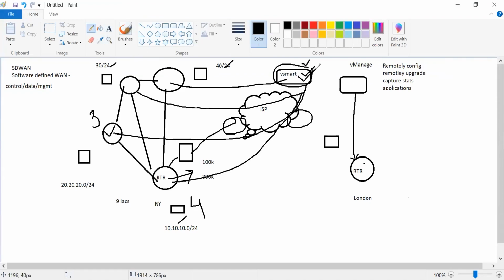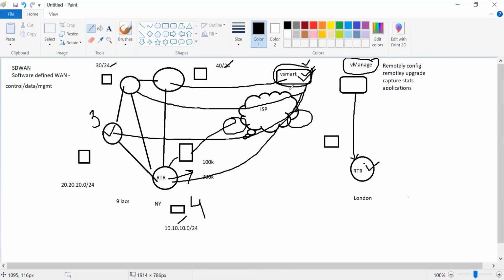For example, if the control plane is down, we still have some sort of connectivity to the end device. In case vSmart is down, our network would still be working. And if vManage is down, meaning the management plane is down, and vSmart is still up, our network would still be working. When we talk about it in detail, I'll show you what this means when vSmart is down and when vManage is down.